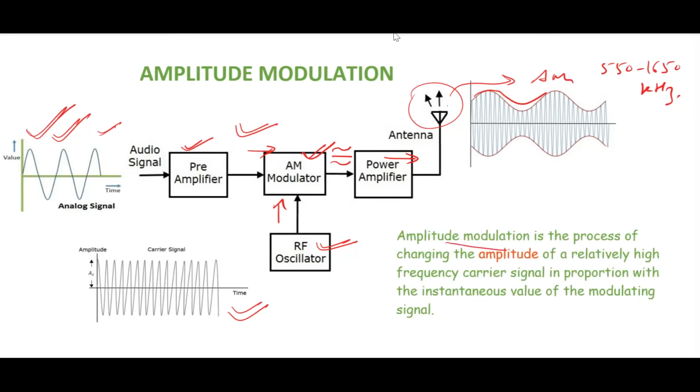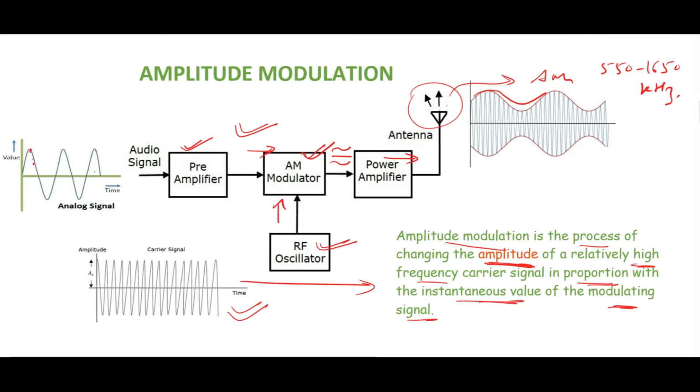So here is the proper definition of an AM wave. Amplitude modulation is the process in which we change the amplitude of a relatively high frequency carrier in proportion to the instantaneous value of the modulating signal. Instantaneous value means the value at a particular instant of time. Now suppose the carrier has an amplitude of 10 volts. It can be minus 10 in the other direction. Let us consider the peak values of the modulating signal to be 3 volts and minus 3 volts. Let's say these are the instantaneous values at T1 and T2.